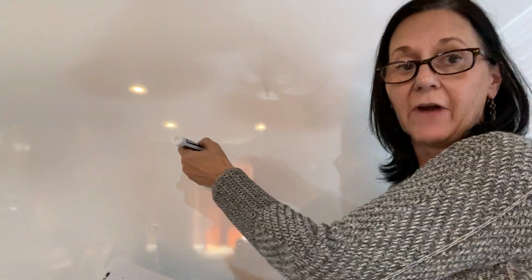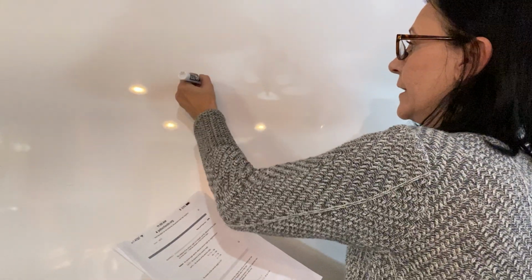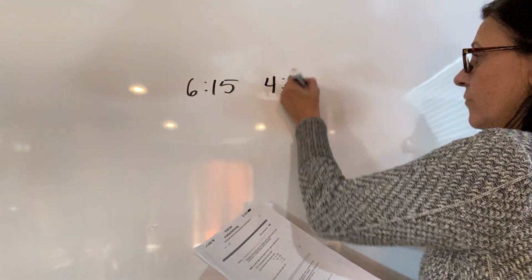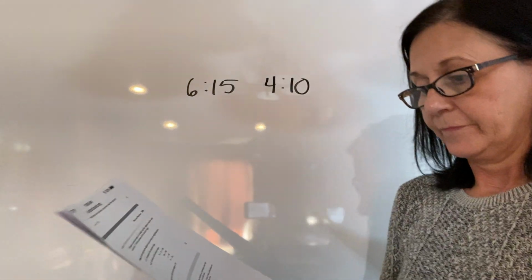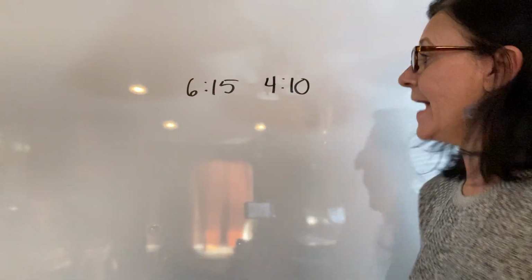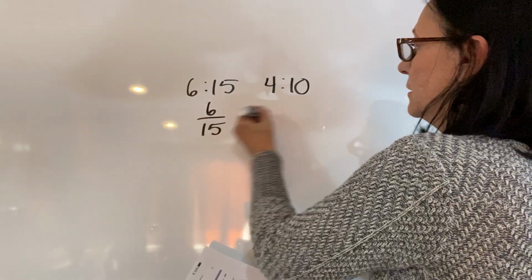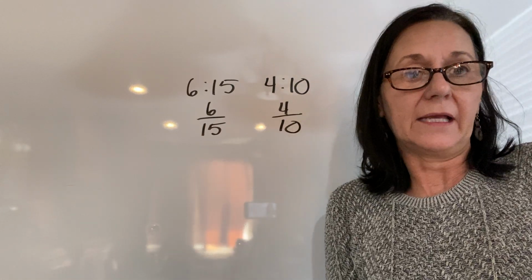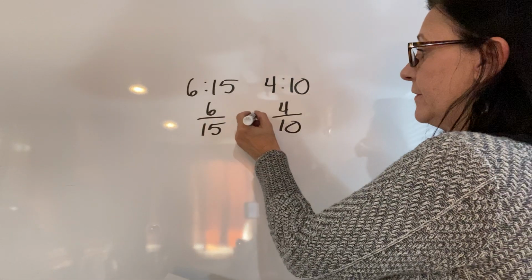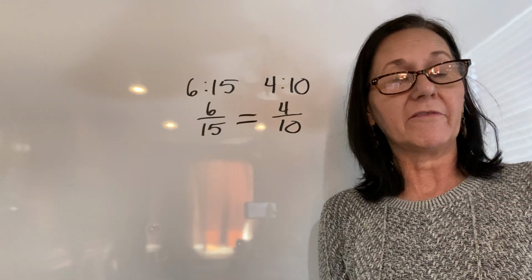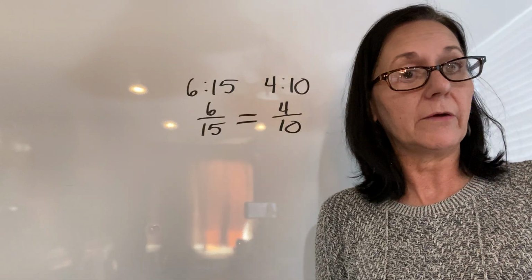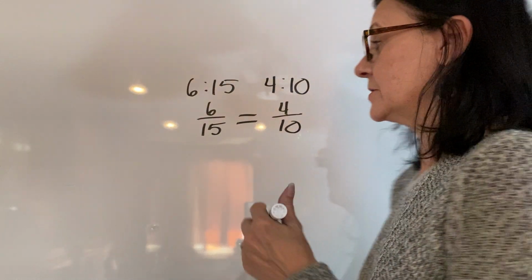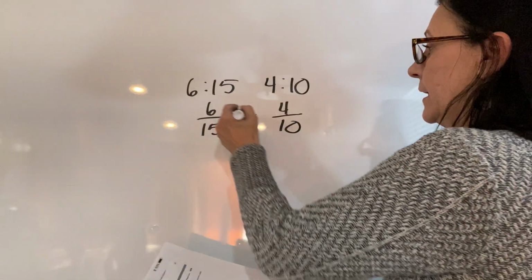So, ratios can be written as fractions, or a ratio can be written like 6 to 15. That's 4 to 10. Okay, so ratios can look like that. Ratios can look like this. Now, how can I decide if these are equivalent ratios? Remember, when I have a fraction equaling a fraction, a ratio equaling a ratio, I'm always going to use cross multiplication. I can cross multiply to see if these ratios are in fact equivalent.